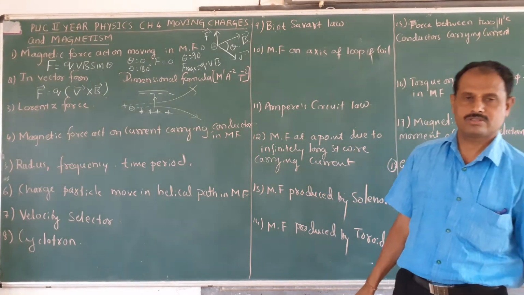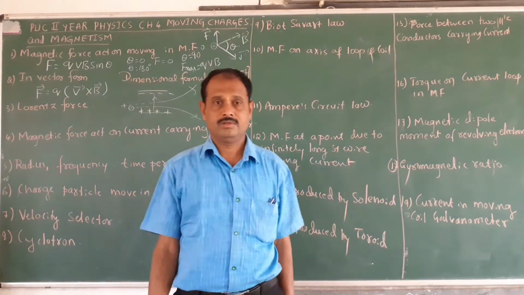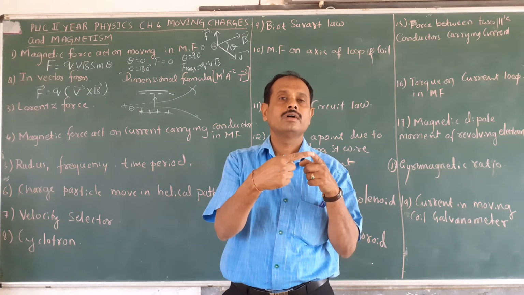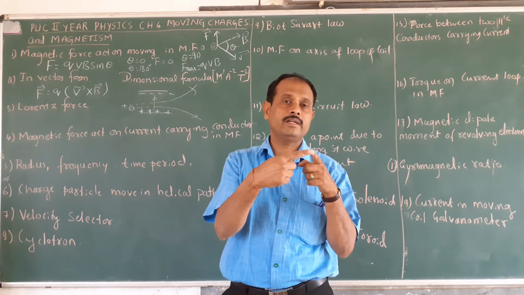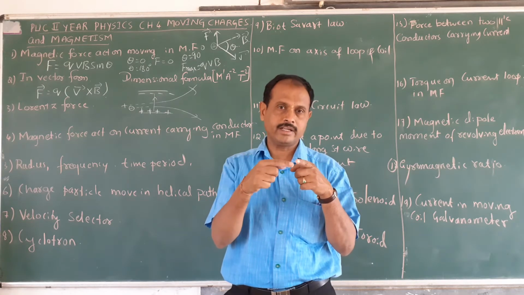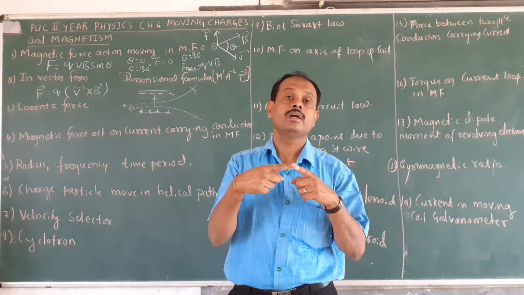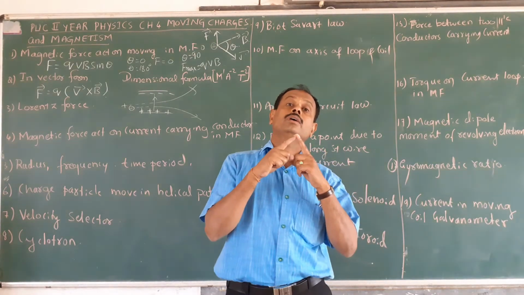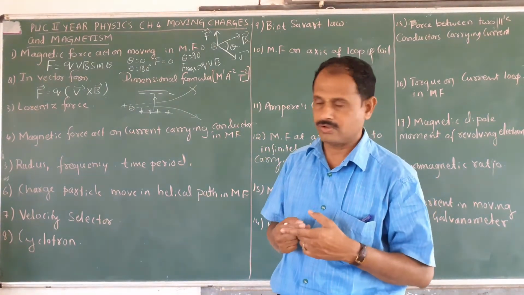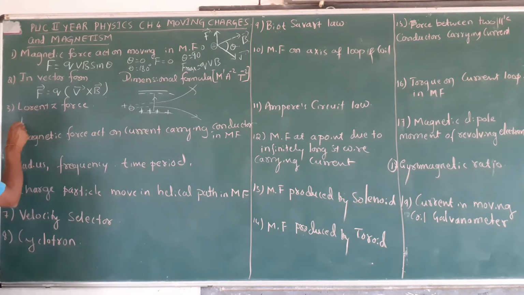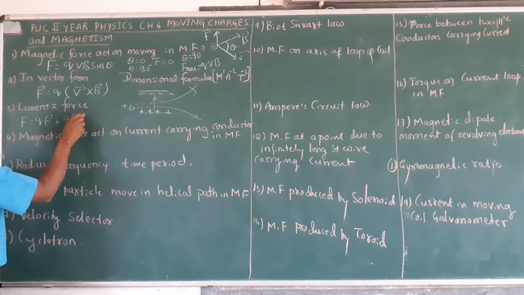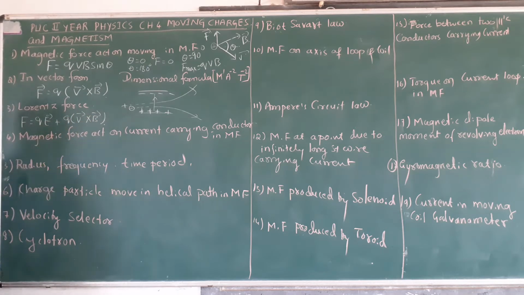Now what is the Lorentz force? When a charged particle enters at a point where the electric field and magnetic field are acting and they are perpendicular to each other, the net force acting on the charged particle is called the Lorentz force. That Lorentz force is F = qE + q(v × B). This is the Lorentz force.